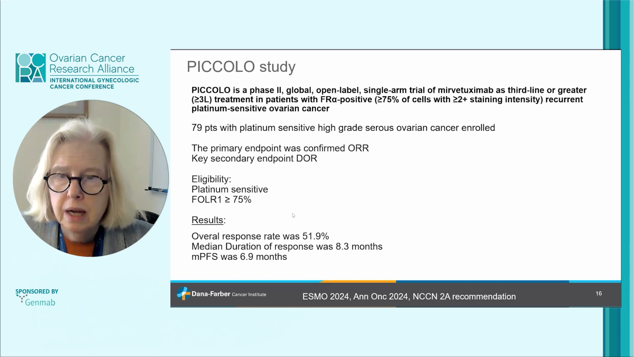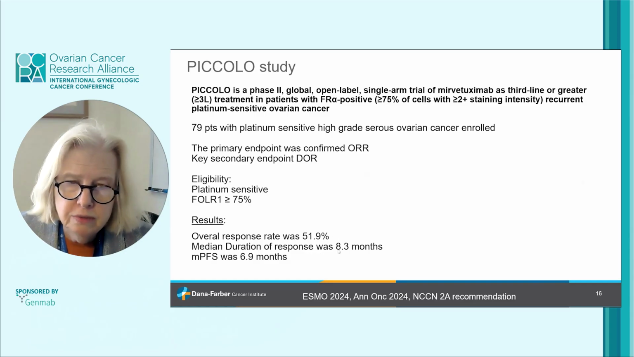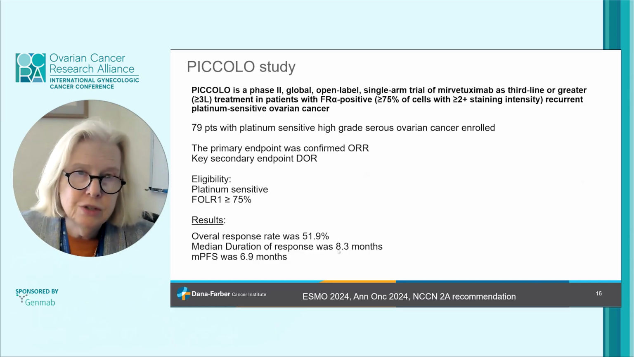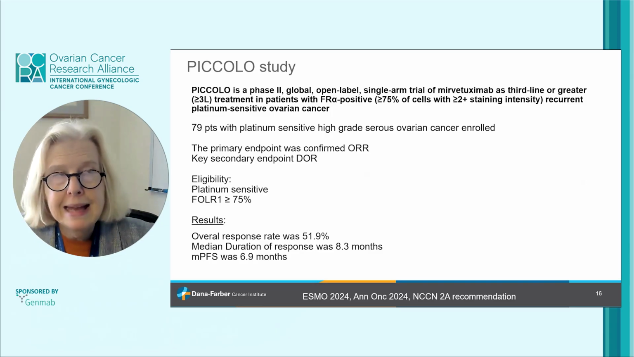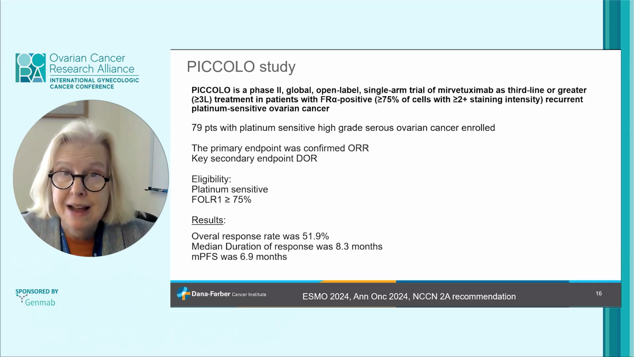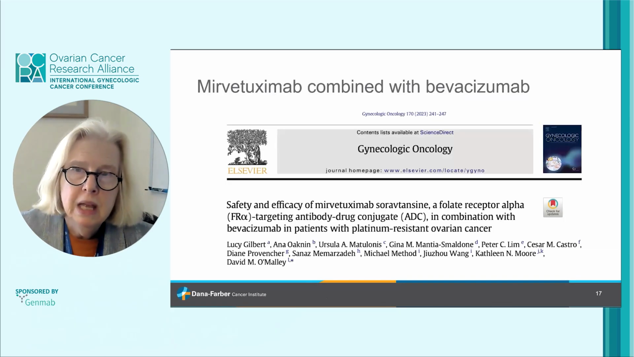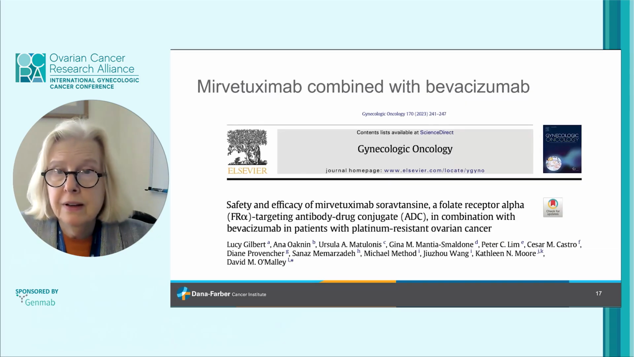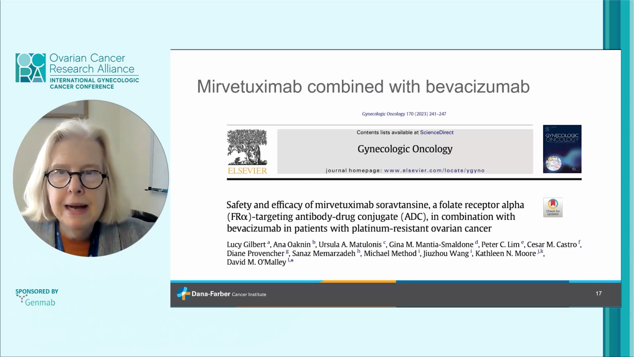And this showed an overall response rate of 52% and a median duration of response, meaning how long the cancer stays in remission, of about 8.3 months. It's not going to get an FDA approval because there's not right now a phase 3 study, but it's on the NCCN guidelines, so we can use it. And then if your tumor's folate receptor alpha is less than 75%, one can combine Mirvetuximab with bevacizumab.